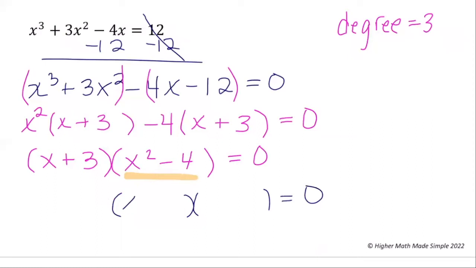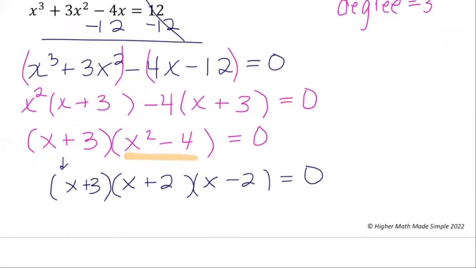Otherwise, we can break this up into x plus 2 times x minus 2, or you could have written x minus 2 times x plus 2, does not matter. Don't forget to copy down this x plus 3. All right, so we have fully factored this polynomial equation. Last but not least, we're going to set each expression inside of the parentheses equal to 0, and we're going to solve for x.